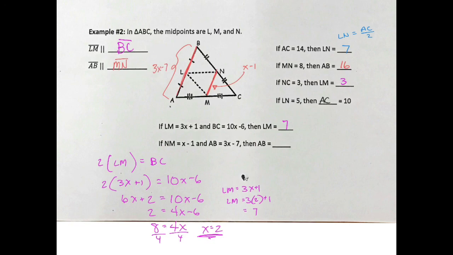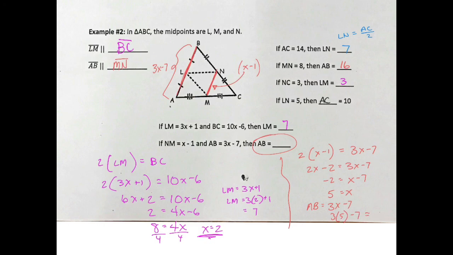Remember, the midsegment, if I double that, it should equal the long segment, the long side there. So 2 times NM, which is x minus 1, should be equal to the same length as AB, which is 3x minus 7. Distribute and solve for x. So I need all my x's on one side, so subtract the 2x and add the 7. So x equals 5, and then plug it back so we can figure out what AB is. Cool, and there it is.